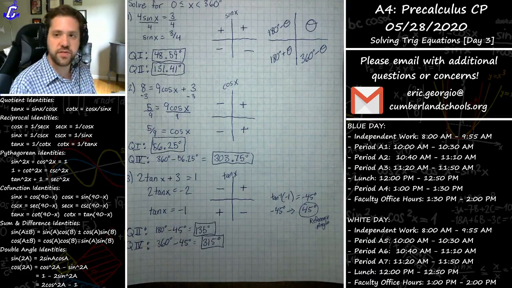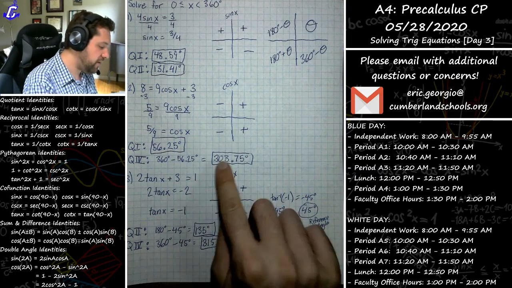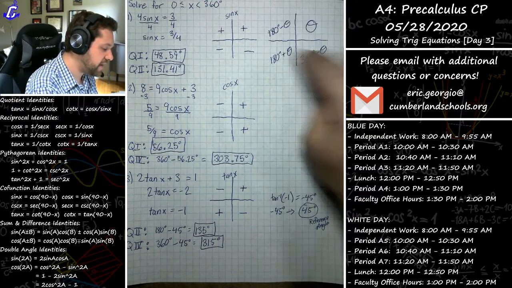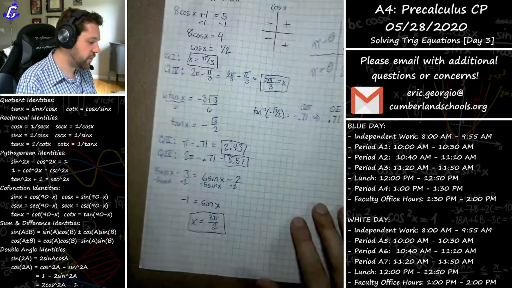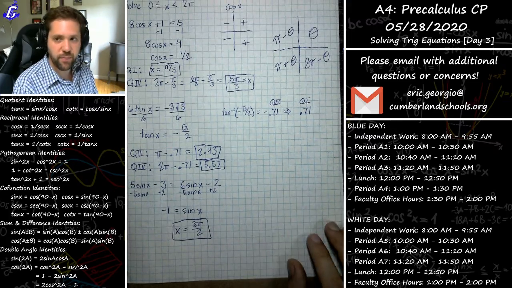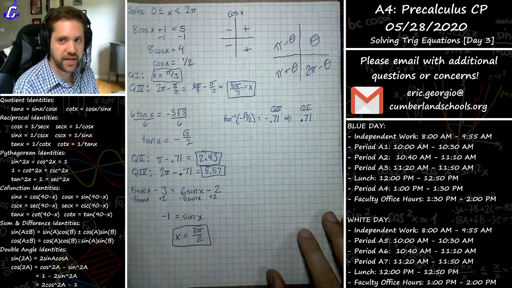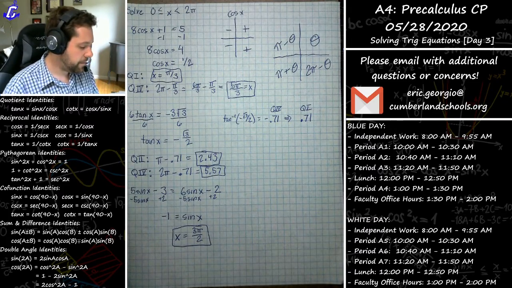Okie doke. Once you do that, you can use our calculator to get the value in the first quadrant and then apply this idea of reference angles to get those other quadrants. Same thing if you're working in radians, you're just going to be working with pi and 2 pi rather than 180 and 360. All right.